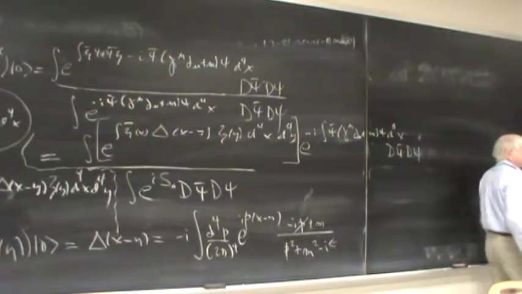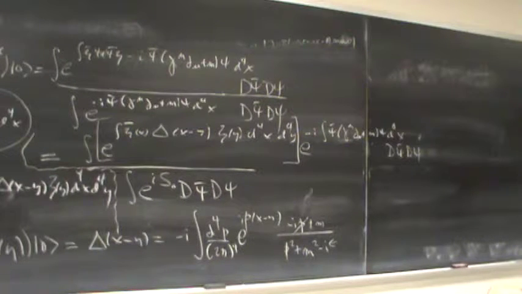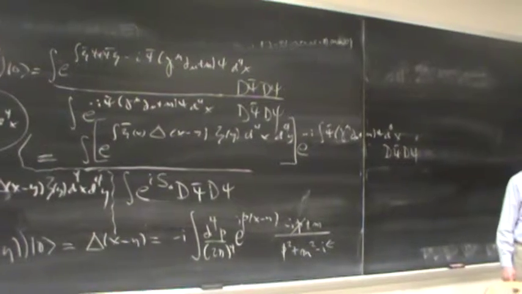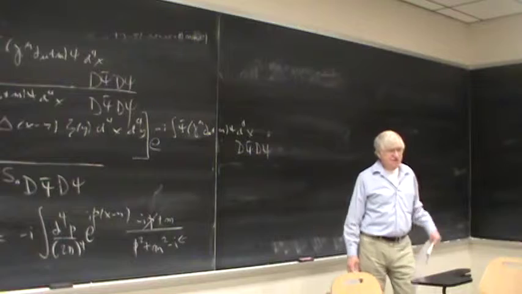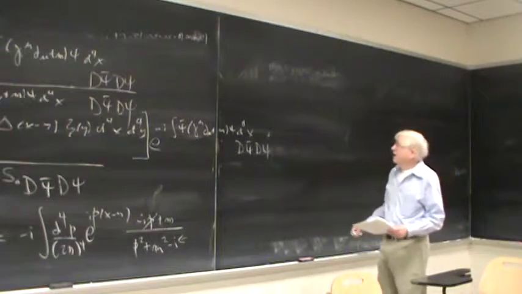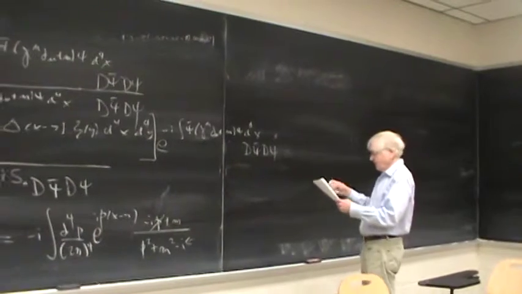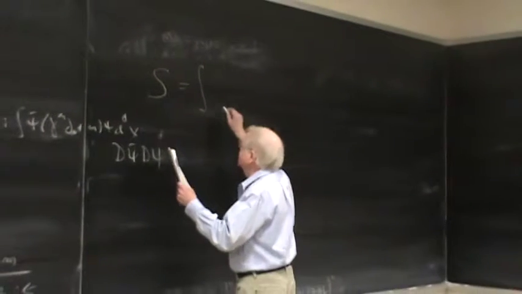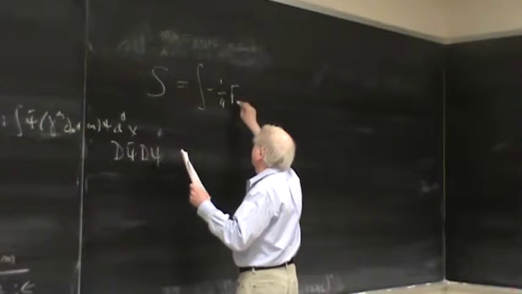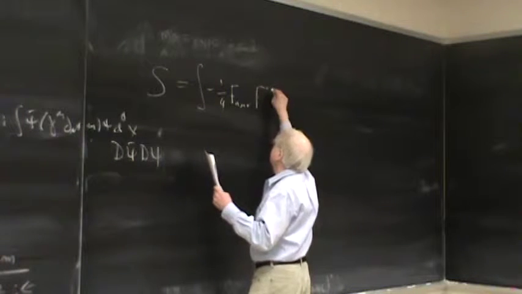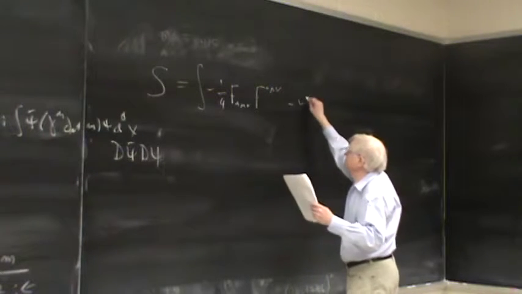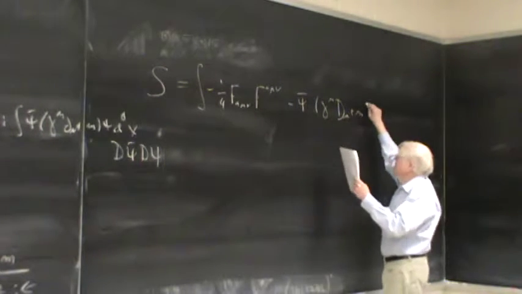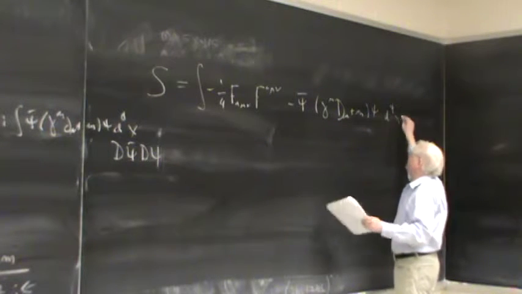Okay, so let's now go back to the world of bosons and talk about non-abelian gauge theory. We were talking about that last time, and what we saw is that a generic non-abelian gauge theory is minus a quarter F^a_{μν} F^{aμν} minus psi bar (gamma^μ D_μ plus m) psi, all at d^4x.